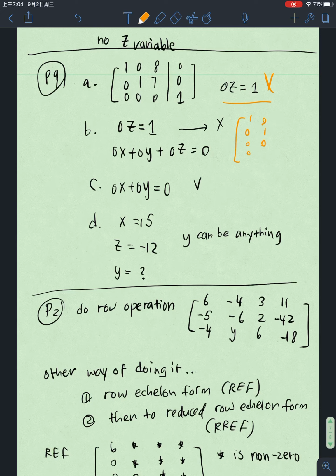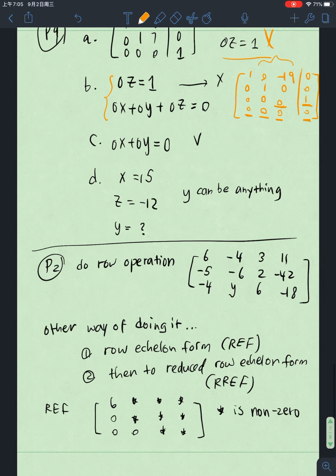0 1 0, 0 negative 19, and 0 0 1 0. So 3 columns, we have x, y, and z. Here it will be 0z equals 1, and 0x, 0y, 0z equals 0 here. And the first one can never be true. So this set of equations can never be true. There's no solutions.